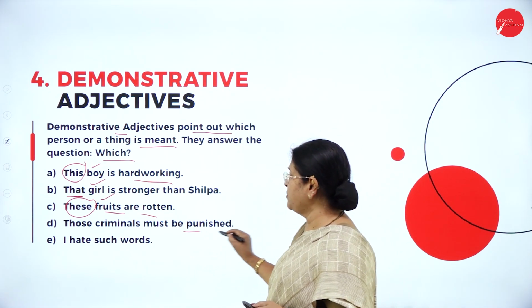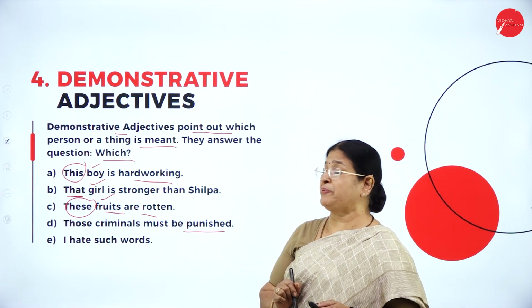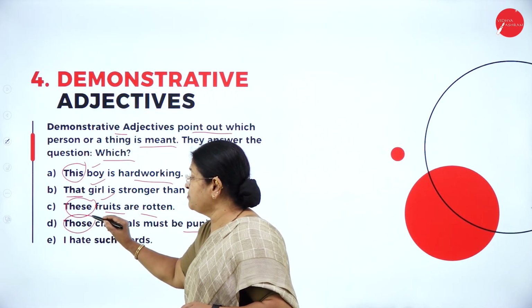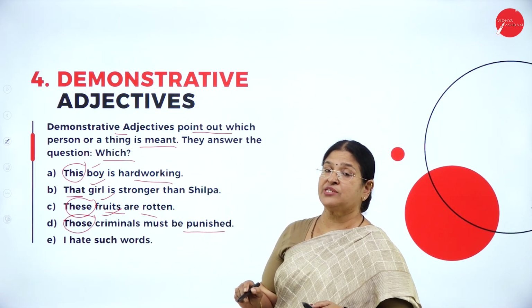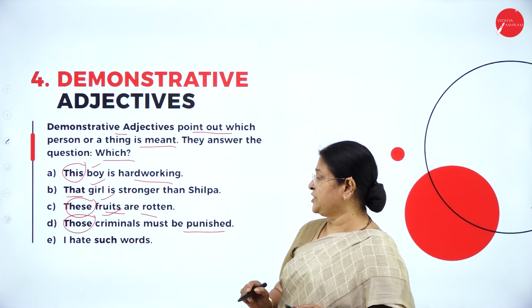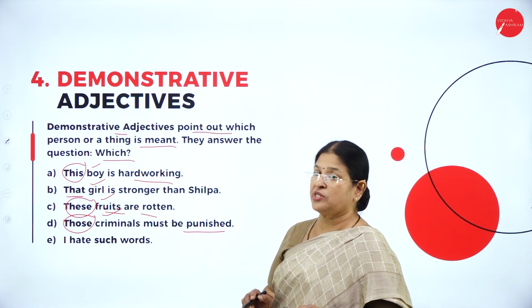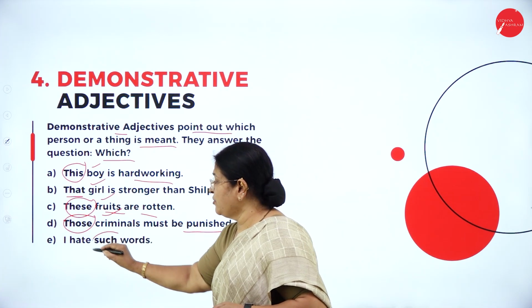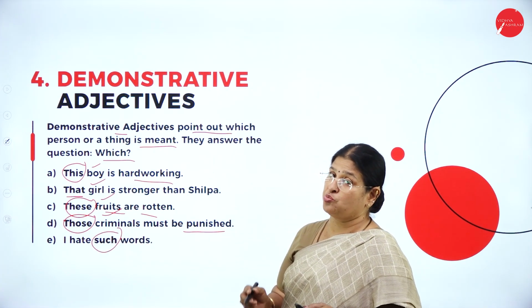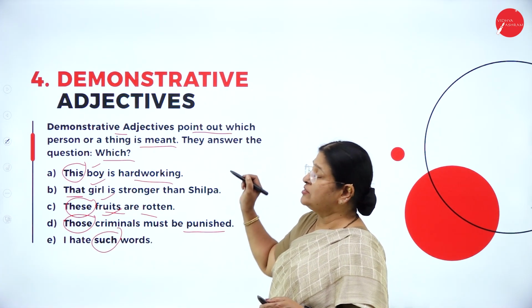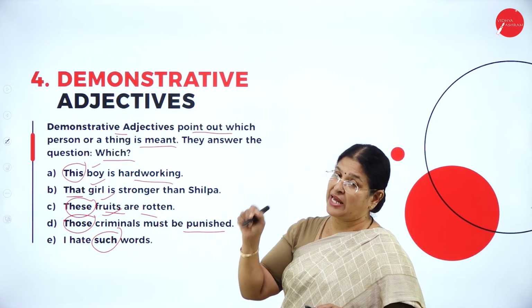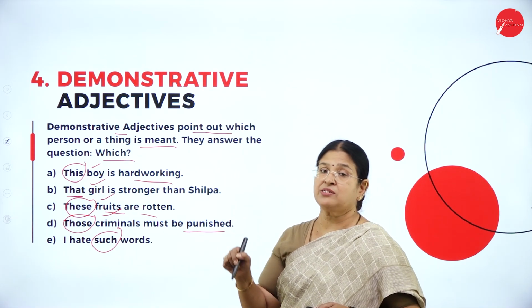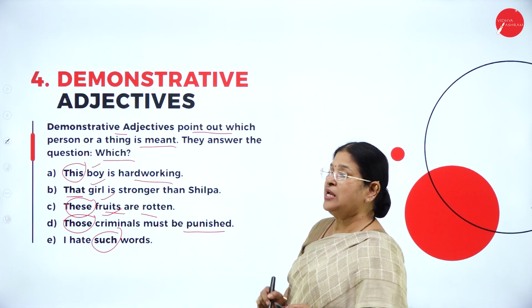Those criminals must be punished. Which criminals must be punished? Those criminals. So here those is the demonstrative adjective. I hate such words. Which words do you hate? Such words. So when they answer the question which, the answer you get is the demonstrative adjective. Let me move on.